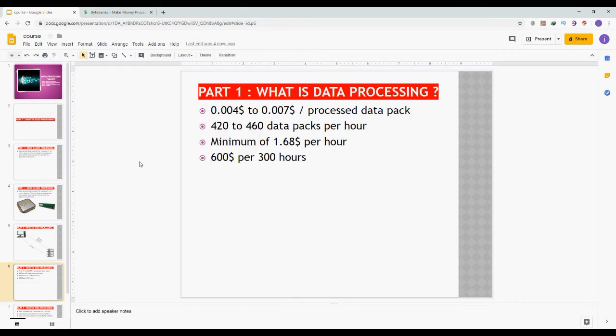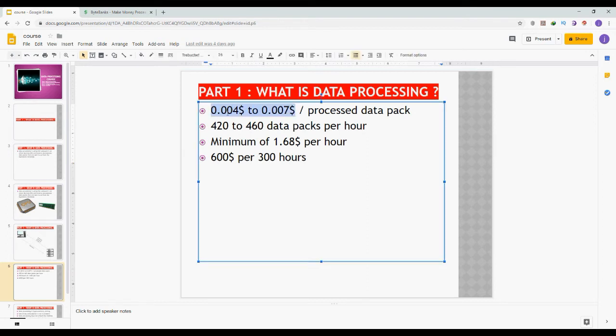Now, how much money can you make? For each processed data pack, ByteBanks pays around 4 to 7 thousandths of a penny. And that depends on 2 factors. The size of the data pack, which means the bigger the data pack, the more money you make by processing it. And the second factor is the power of your device's CPU.